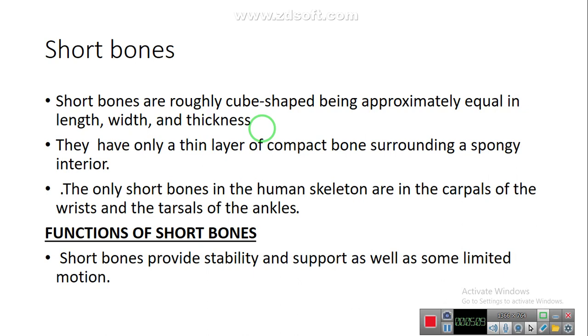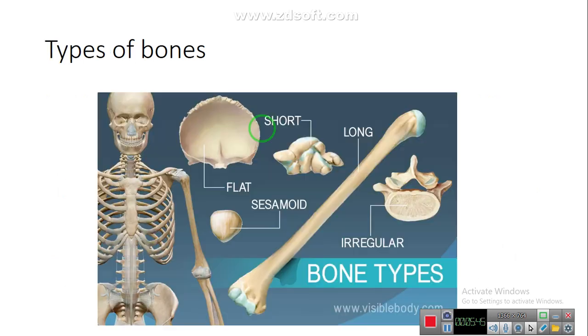Now we come to the short bones. Short bones are roughly cube-shaped structures, with approximately equal length, width, and thickness. They have only a thin layer of compact bone surrounding a spongy interior. The only short bones in the human skeleton are the carpal bones of the wrist and the tarsal bones of the ankles. The functions of the short bones are that they provide stability and support, and limited mobility to the body.